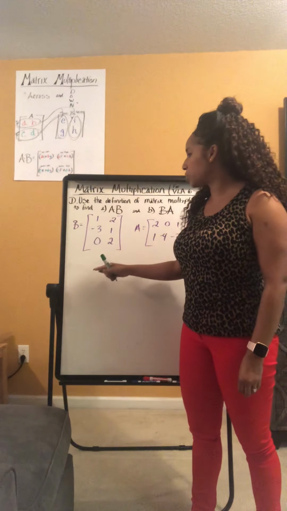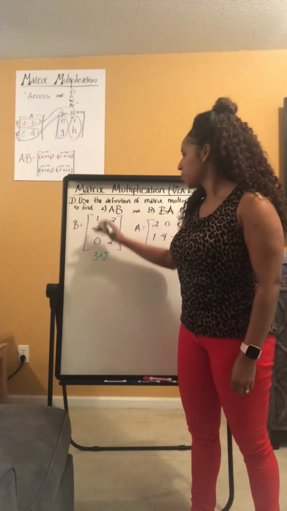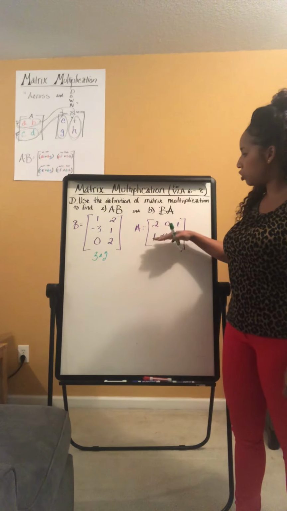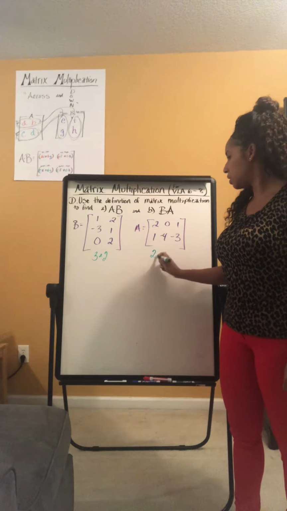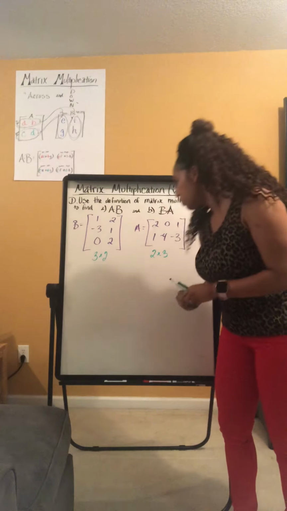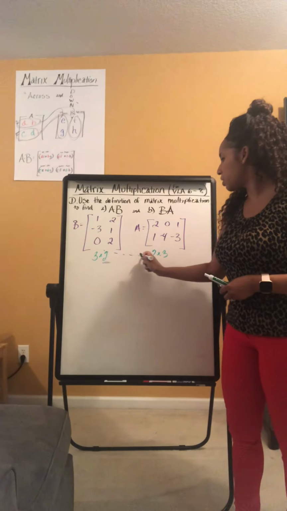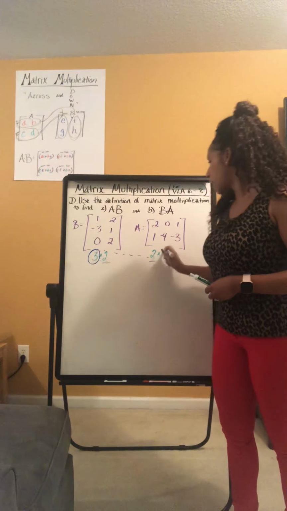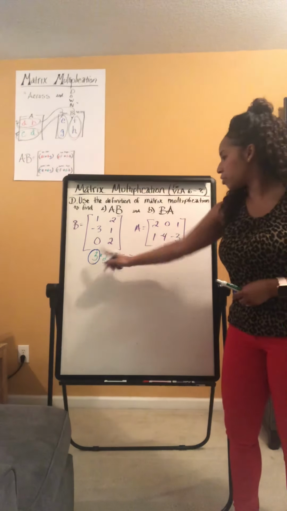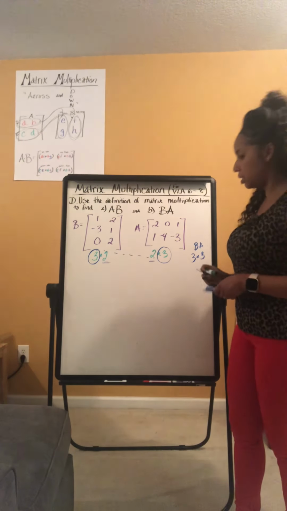I mentioned that you can find the size of your answer by finding the size of the original matrices. So matrix B is a 3 by 2: there are 3 rows and 2 columns. Matrix A is a 2 by 3. We can indeed multiply these because the middles match. I have a 2 here and a 2 here: this ends with a 2, this starts with a 2. The final size will be whatever your first and last numbers are when the middles match. So B times A is going to be a 3 by 3 matrix. That's pretty big, so let's get started.